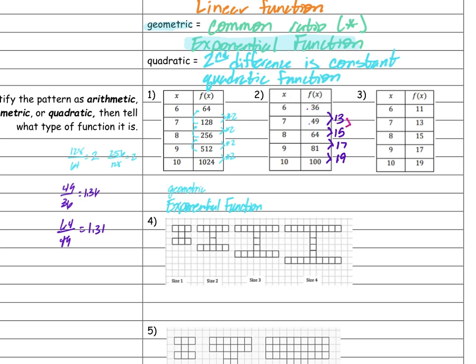So what's the difference between these two now? What's the difference between 13 and 15? 2. And my difference between 15 and 17? 2. And 17 and 19? 2. So my second difference is the same. So what type of pattern do I have? Arithmetic, geometric, or quadratic? Wow. It's doing so bad today, you guys. Quadratic. Awesome.